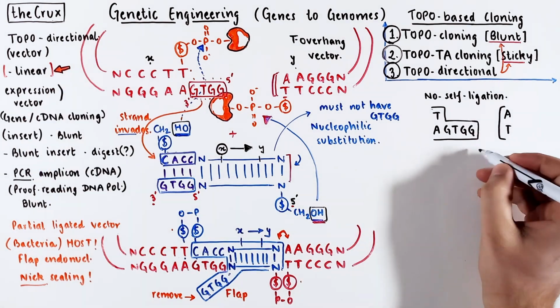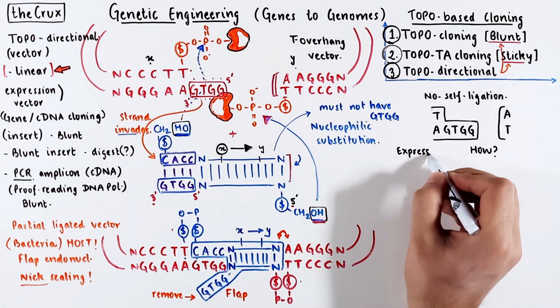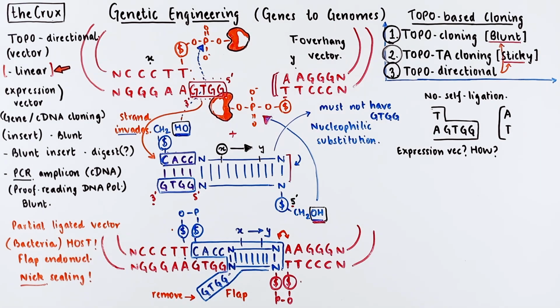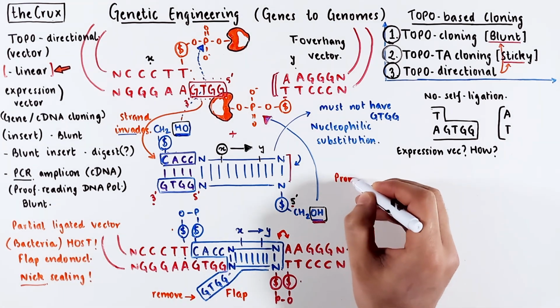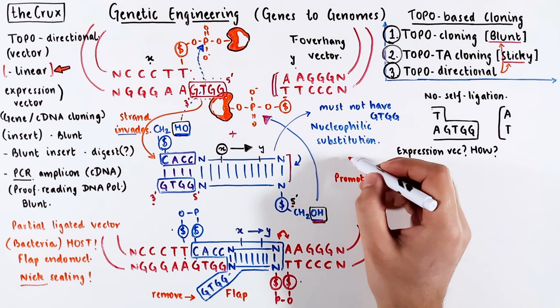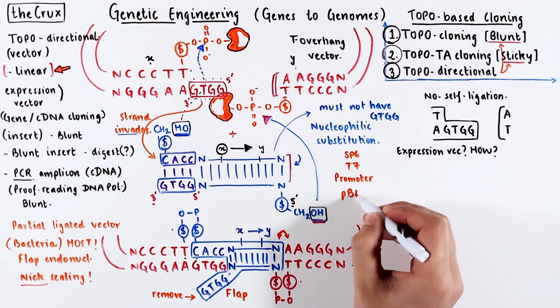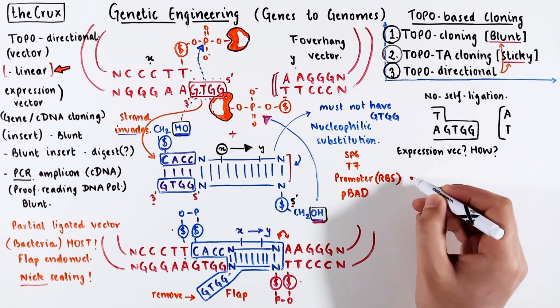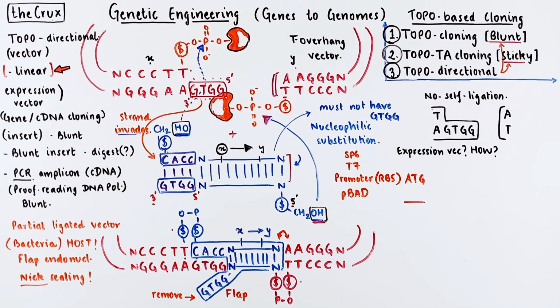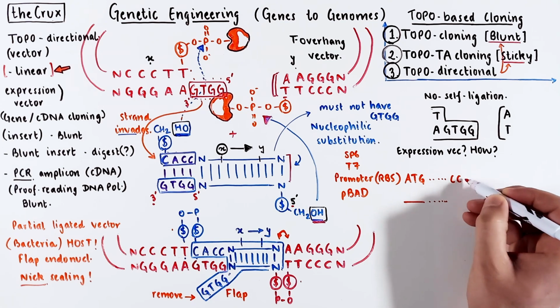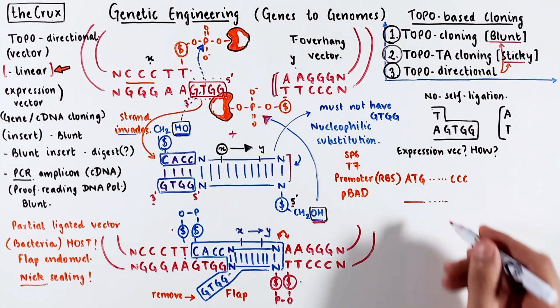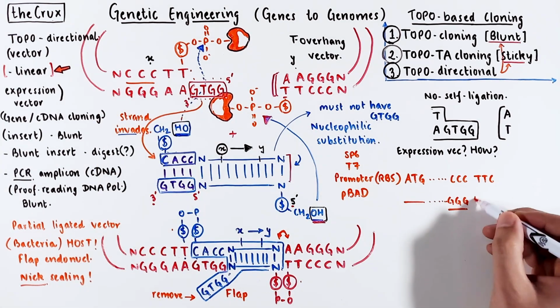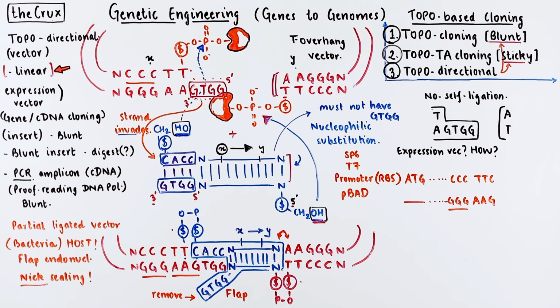One last point about what makes this directional vector an expression vector. The vector contains some sort of promoter like SP6, T7, or maybe the pBAD from the arabinose operon. This is followed by the ribosome binding site, which lives next to ATG, our first codon. In frame with the ATG codon is the CCC from the cloning site. The next codon is then TTC and ACC.